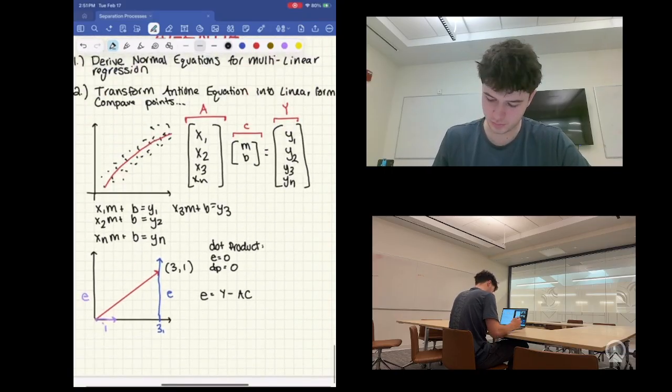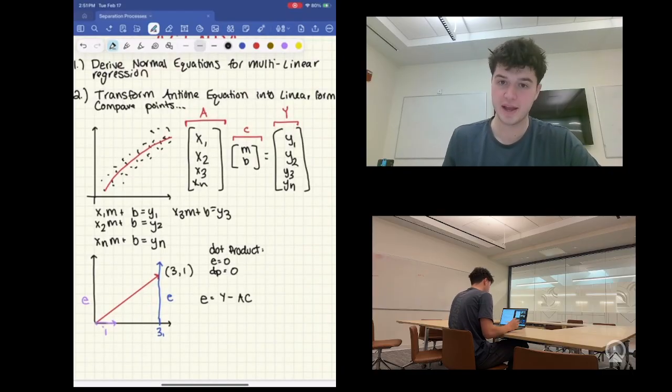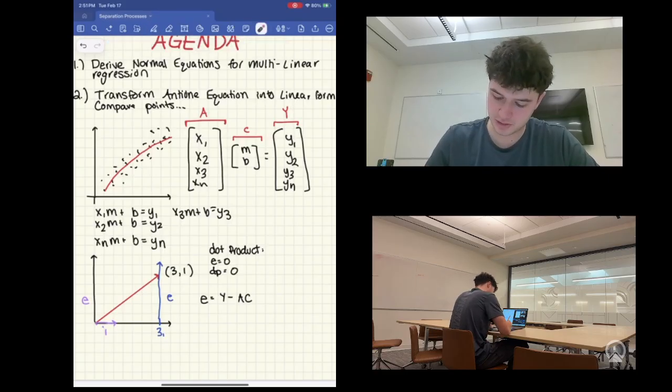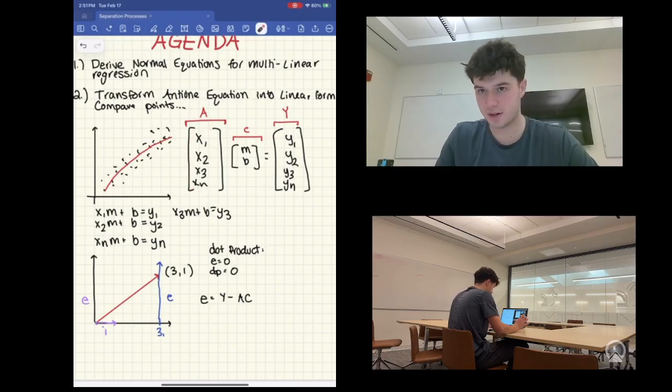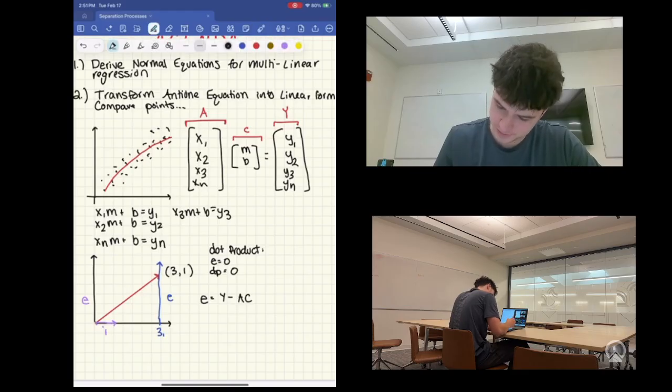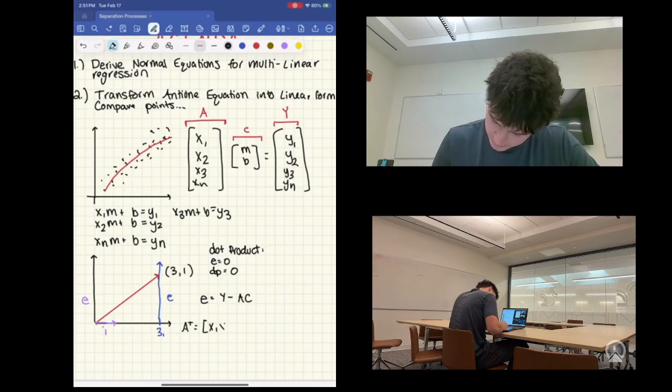And you may be wondering, what the heck does that even mean? That means we want to flip this. Right now, as you can see, it is in a bunch of rows. Now we want it to be flipped horizontally into columns. So we're going to label this AT, for transposed, equal to x1, x2, x3 to xn. And we're going to multiply this by our error.